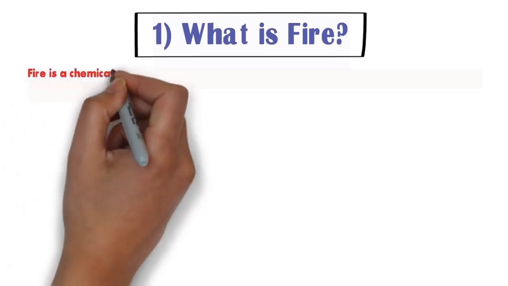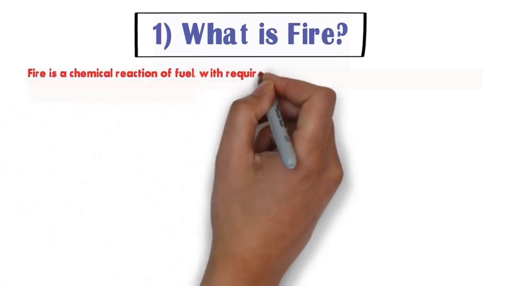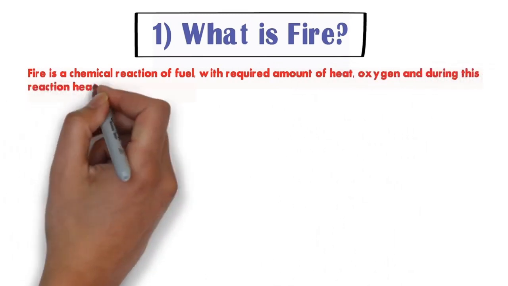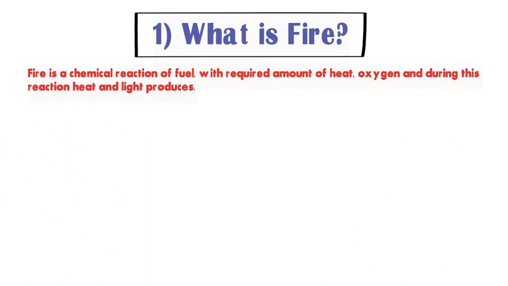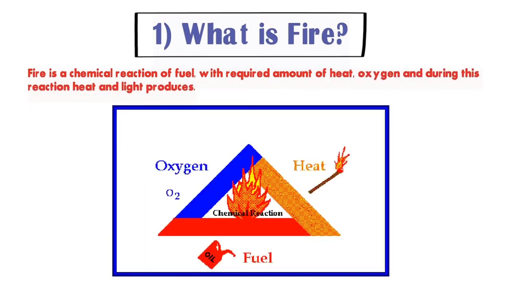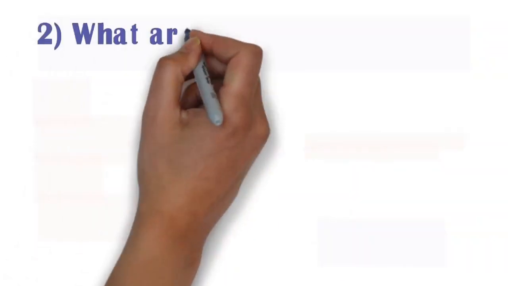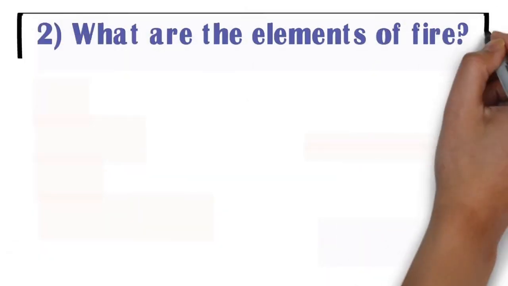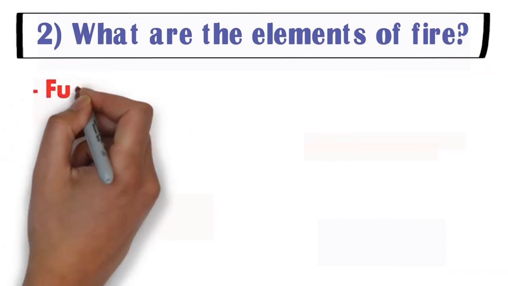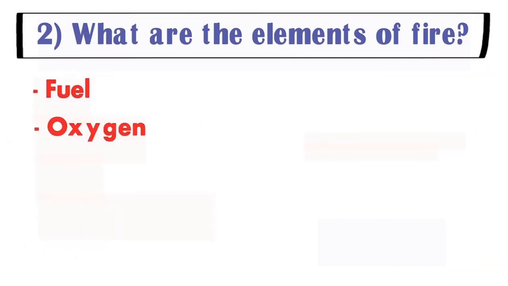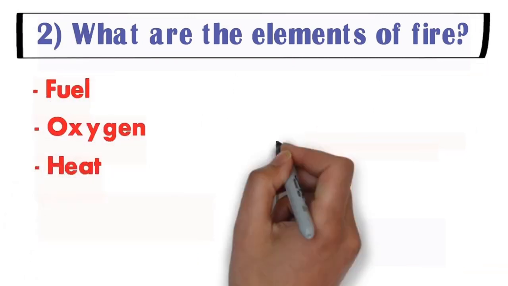What is fire? Most of us know what fire is and what leads to fire. Fire is a chemical reaction of fuel which requires an amount of heat and oxygen, and during these reactions, heat and light are produced. There are three things required to start a fire: oxygen, heat, and fuel. What are the elements of fire? For fires to start, we need three things: fuel, oxygen, and heat.